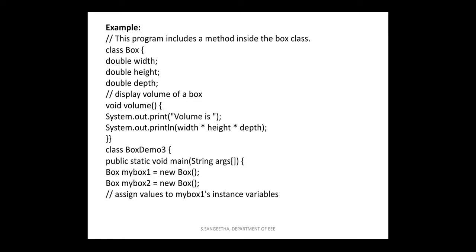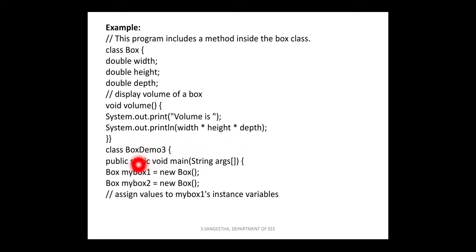The example for this method is this program. Here the program contains a method inside a Box class. The Box class will contain the instance variables double width, double height and double depth. Next, you have to display the volume of the box. The volume method, as we already said, is of void type. So void volume. To display the volume, use system.out.print to print the text "Volume is" in the output. Next, you print system.out.println of width into height into depth.